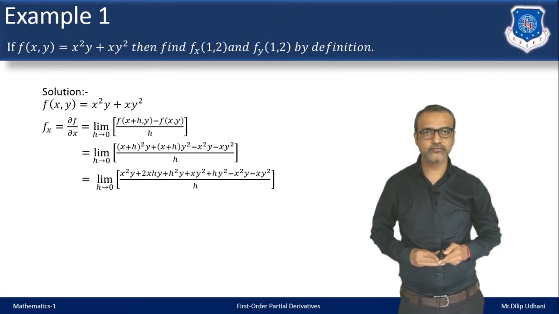Now we have to simplify this result. So you can see x square y and x square y will cancel out.